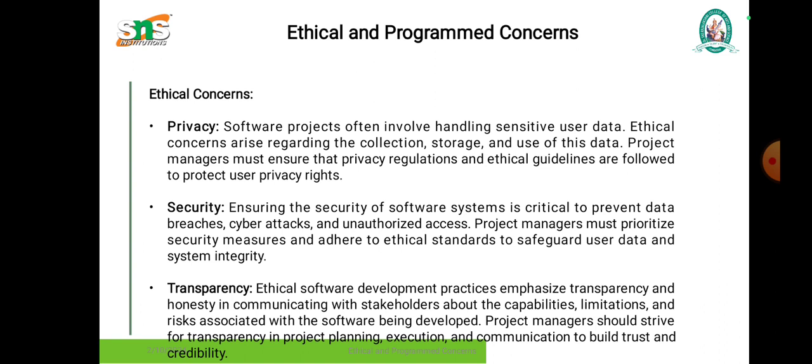And the third type is transparency. So the ethical software development practice emphasizes transparency and honesty in communicating with stakeholders about the capabilities, limitations and risk which is associated with the software being developed. So the project manager should strive for transparency in project planning, execution and communication to build trust and credibility.